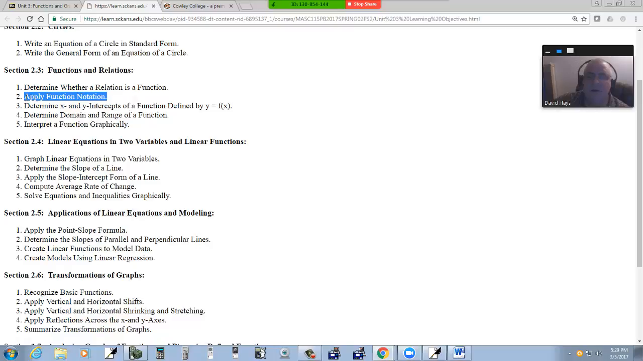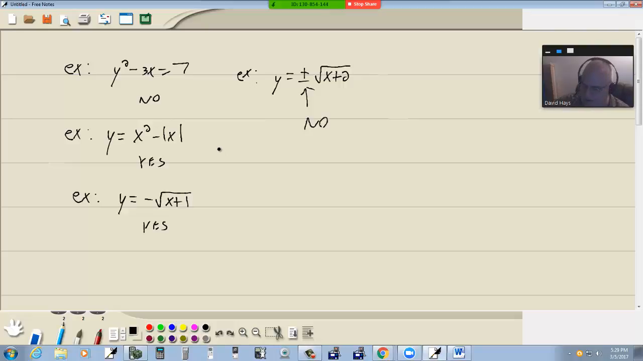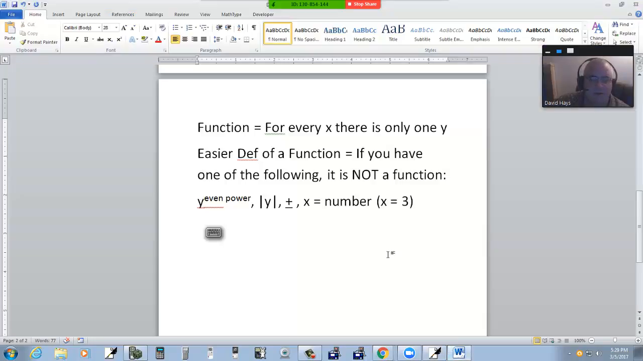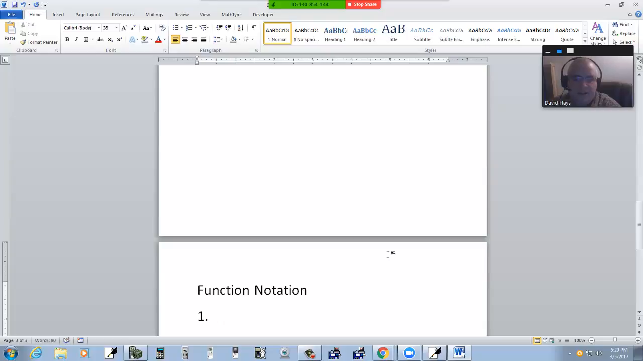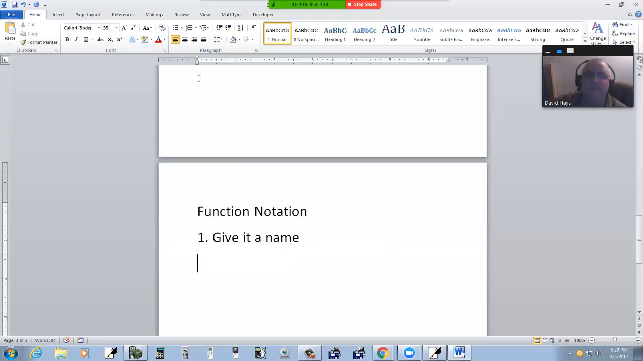Now this is talking about applying function notation. Let me clear this off. And so let's talk about function notation. Function notation has two purposes. One is to give it a name. Well, what in the world does that mean?